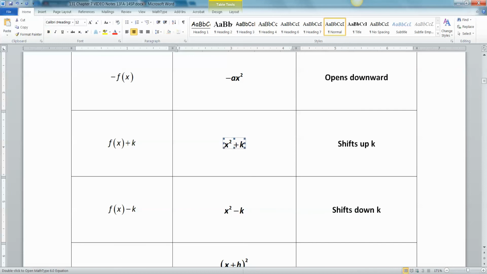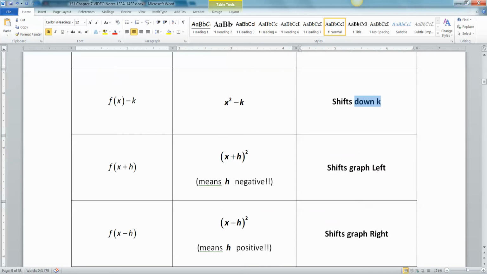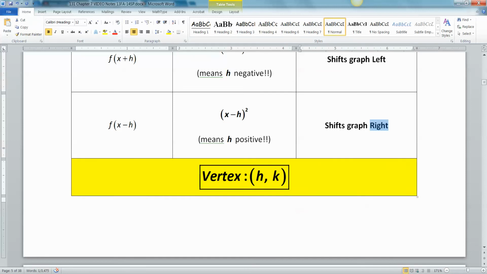If you have an added on number at the end, that's shifting it up. You subtract a number at the end, that shifts it down. And then the hardest ones, if you have h inside where it looks like x plus h squared. If it looks like that, that means h is actually negative, and that shifts the graph left. And then if it looks like x minus a number squared, that means h is actually positive, and that means that the graph shifts right. And never forget that your vertex is h, comma, k.